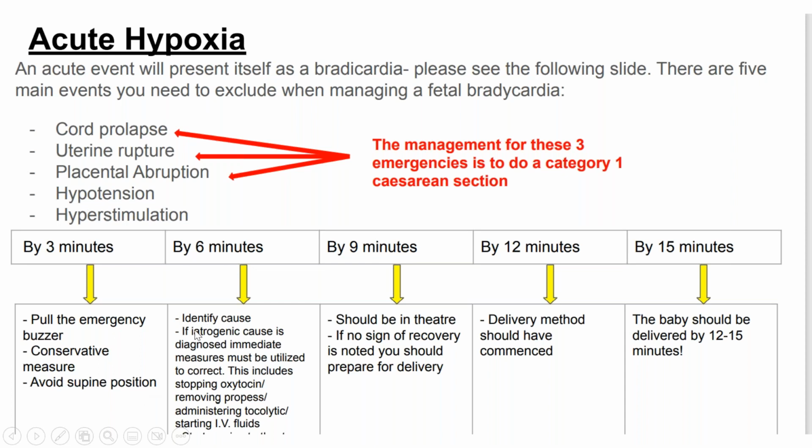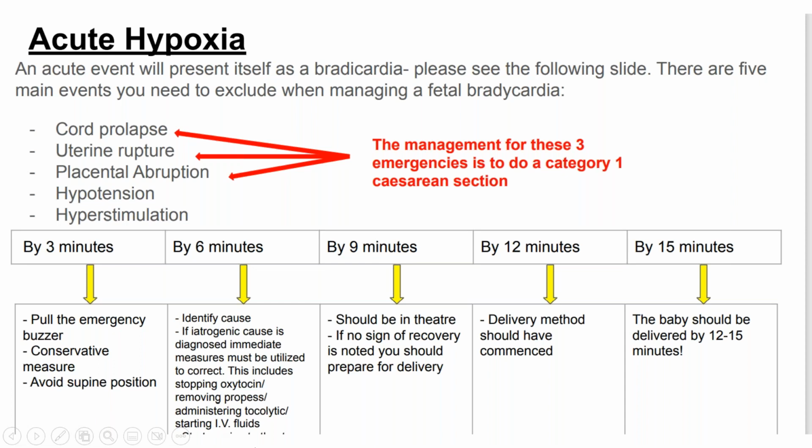By 6 minutes, you can identify the cause. If you see that there's any acute event, go for category 1 section. If it's an iatrogenic cause, diagnose it, and immediate measures must be utilized to correct it. These include: you can stop the syntocinon if there's a prolapse. That means this is an induction process we do. You can remove the prolapse.